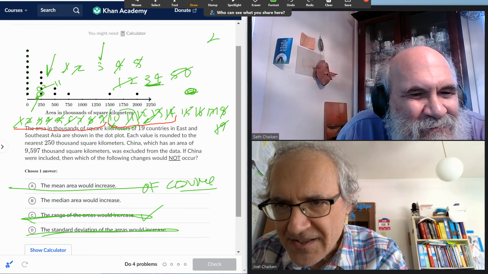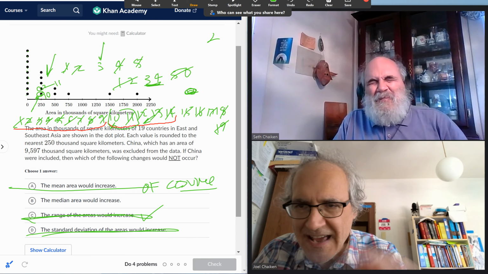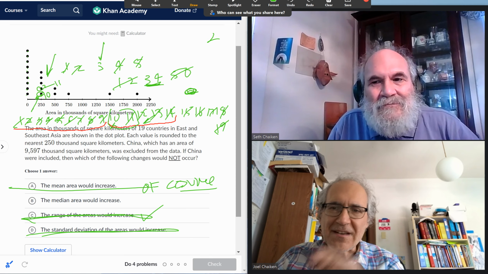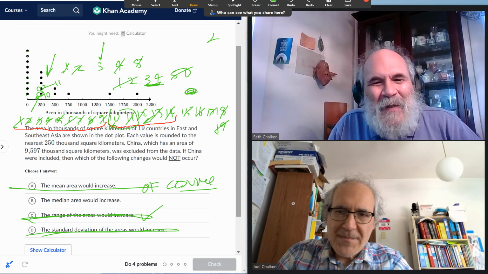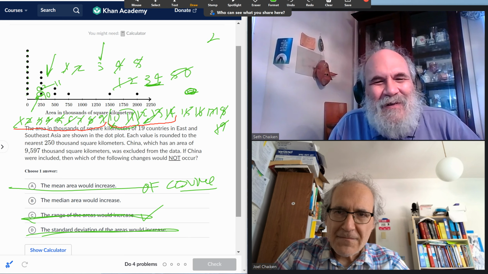This is 11. This is 10. It doesn't matter. You take the average of these two numbers, you get the same thing. Okay, the answer is median. The answer is median.